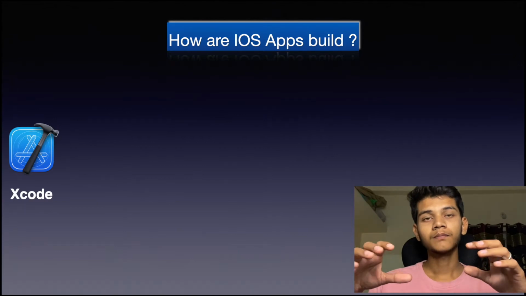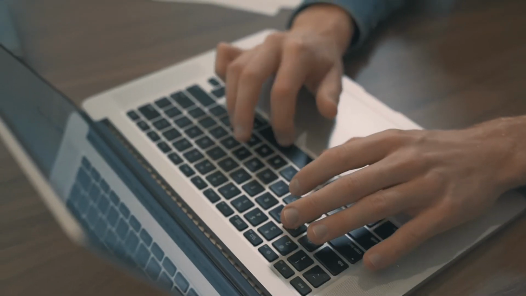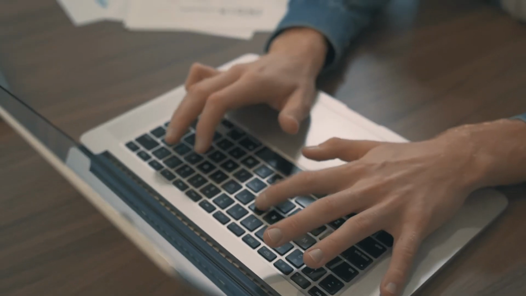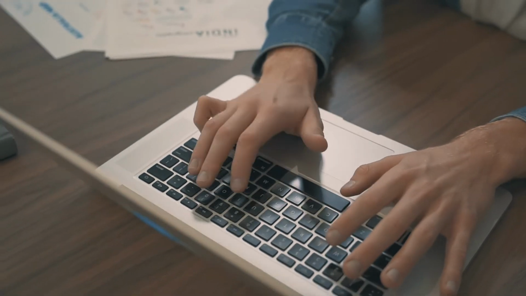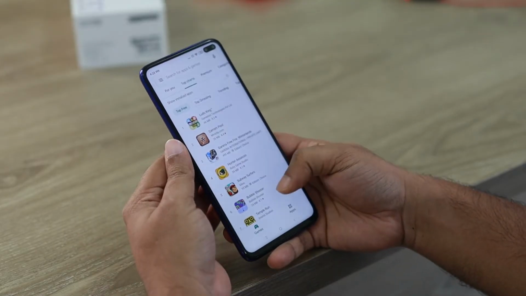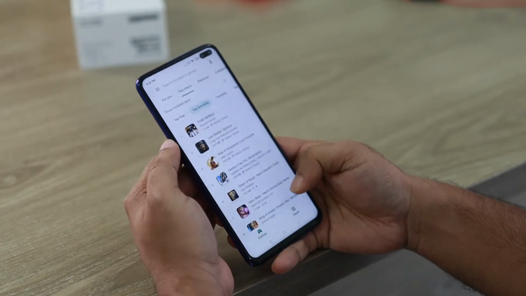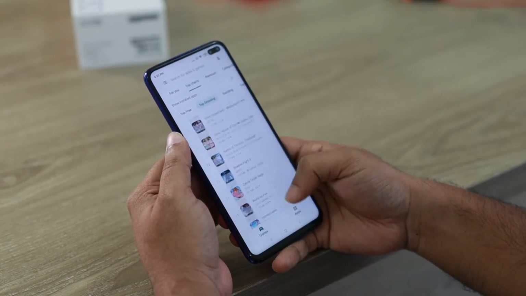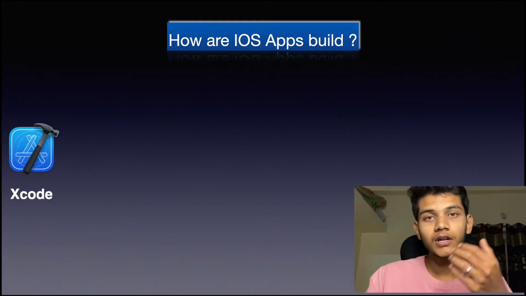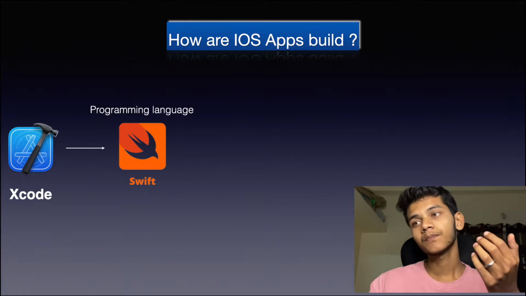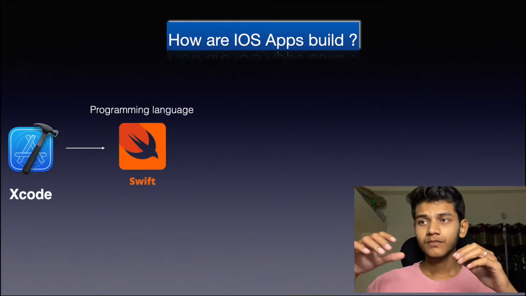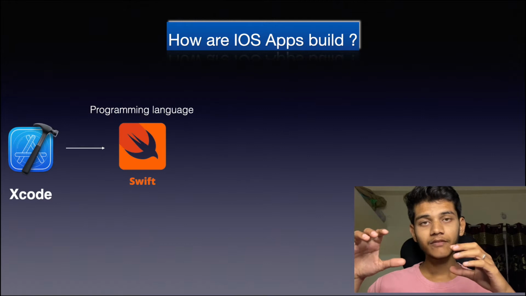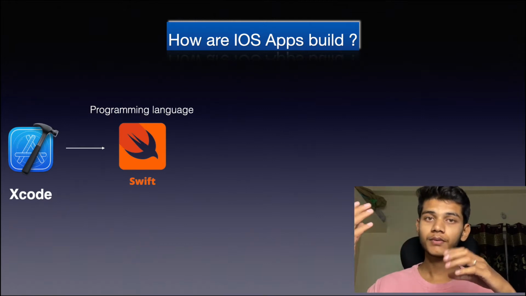We need a programming language here to write the code, to program the app: how the app should work, how it should look, how it should feel. For that we need a programming language as well. The programming language we are going to use here is Swift. Swift is the programming language we are going to use to make iOS apps.